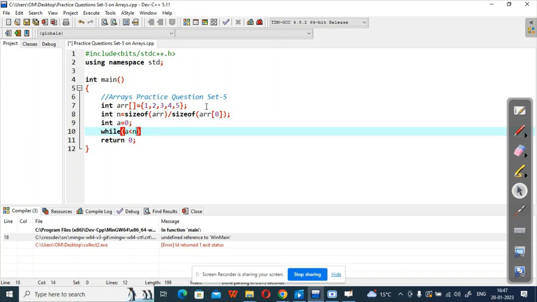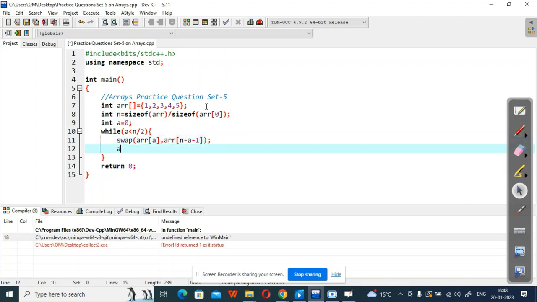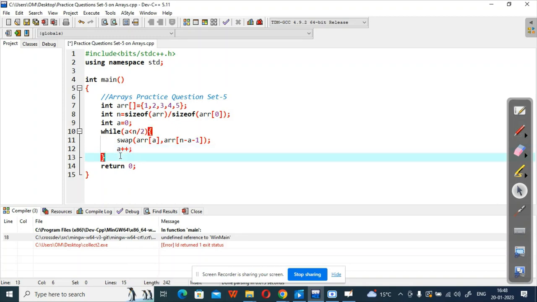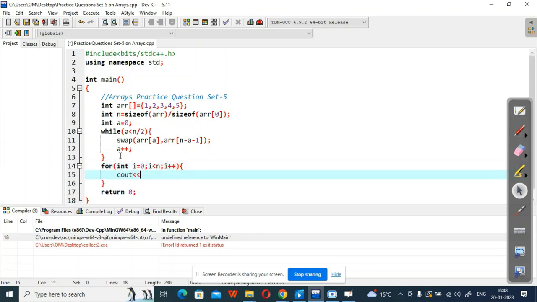While a is less than n by 2, swap arr of a with arr of n minus a minus 1. Now do a plus plus. Now let us print this array to show if it is actually reversed or not. cout arr of i. Okay, let us see if it actually got reversed or not.